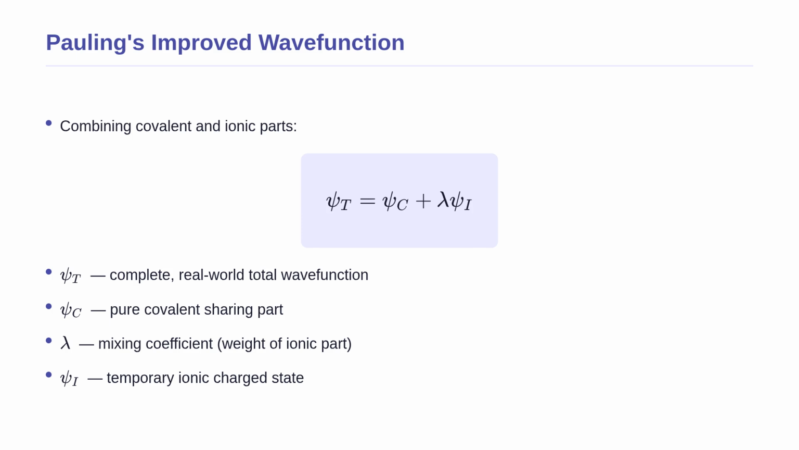He introduced a mixing coefficient, represented by the Greek letter lambda. Lambda is simply a fraction that controls how much ionic character is added to the mix. If lambda is very small, the bond is almost entirely covalent. If lambda is larger, the bond has a lot of ionic character, making it much stronger than pure sharing alone.